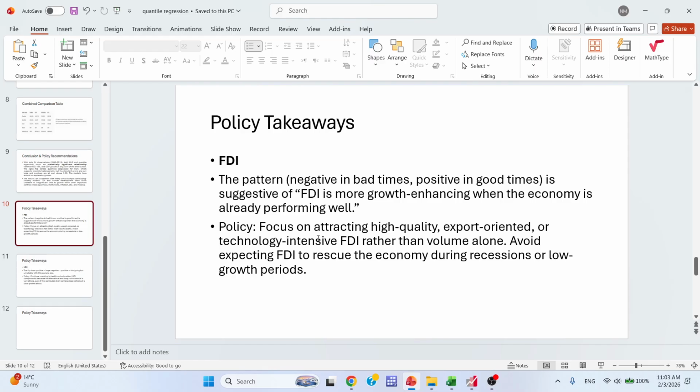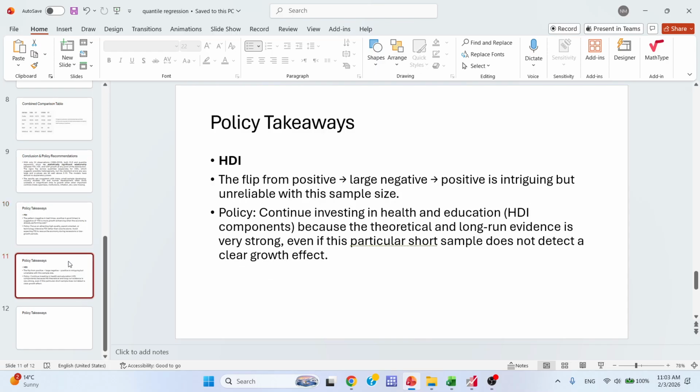Policy should focus on attracting high-quality, export-oriented and technology-intensive FDI rather than volume alone. Avoid expecting FDI to rescue the economy during recession or low growth periods. So if you expect that FDI will support you in recession time, in this data set you cannot conclude that FDI will support your economy during a recession.